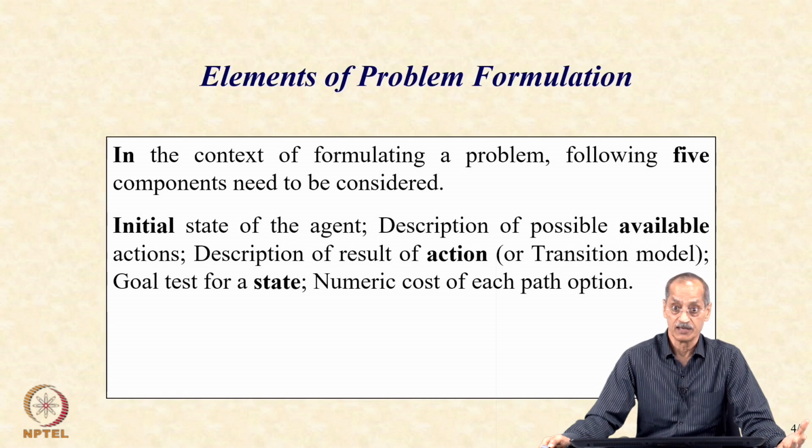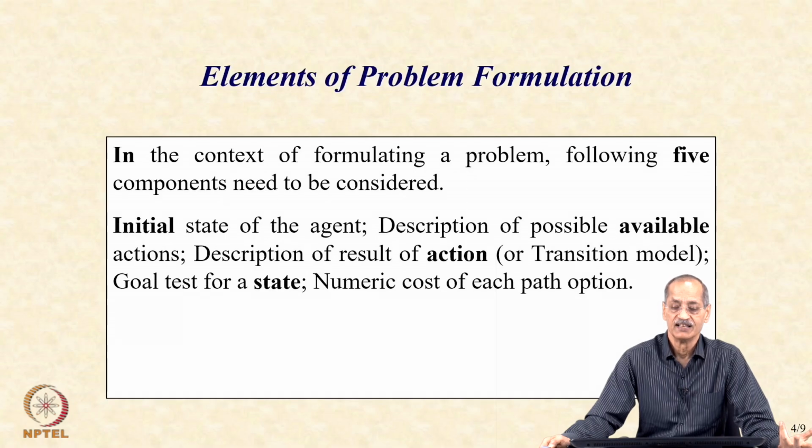We will need to describe what are the possible available feasible actions. We will need to know what is going to be the result of the actions that we are going to take, and we will have to define a test which will say whether we have reached the destination or the goal or not, and then the cost of each of the path options that we take. In case we want an optimal solution, we need to know what are the various costs involved.